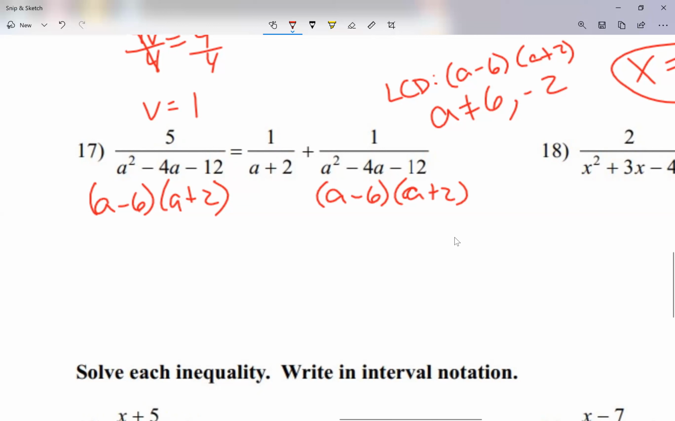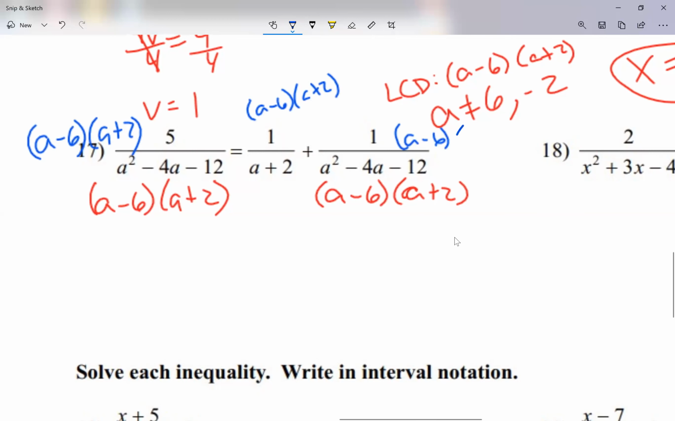Okay, so I'm going to multiply. For us to not get confused, let me use blue. I'm going to multiply everything by my least common denominator. I'm going to multiply each fraction by a minus 6 and a plus 2. The second fraction, a minus 6, a plus 2. And the last fraction, a minus 6 and a plus 2. Okay, on the first fraction, the a minus 6 and the a plus 2 cancel out, so I just have a 5.